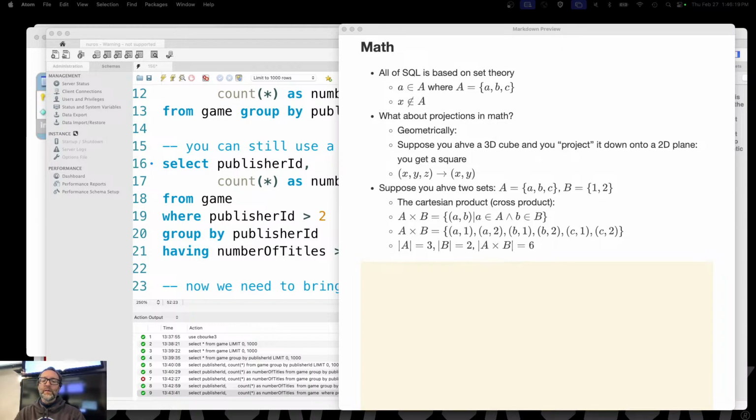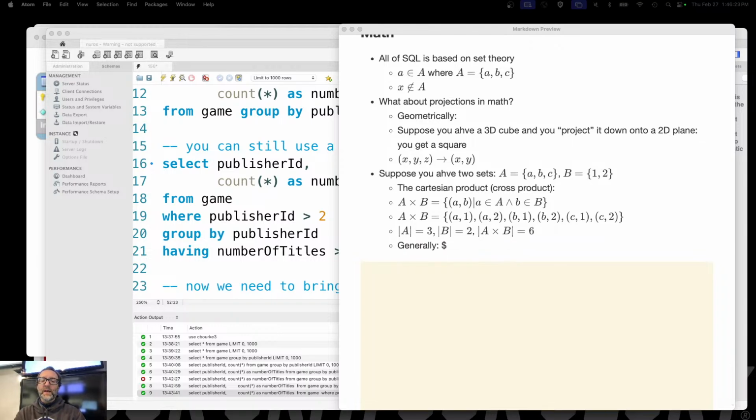Or generally, if, say, A has n elements and B has m elements, let's say, right? Then how big is A cross B? How big is that? N times M, right? N times M.